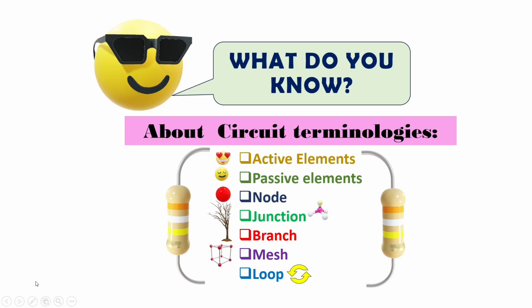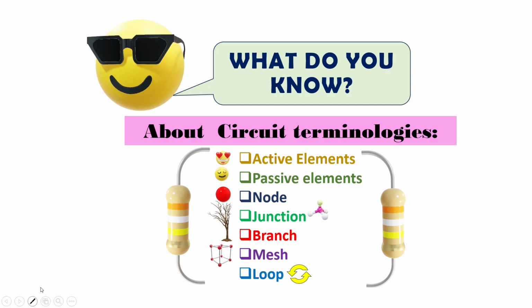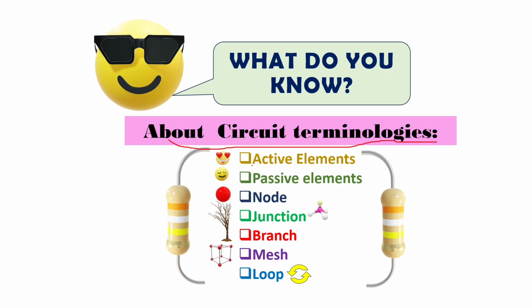Do you know what electrical circuit terminologies are? Like active elements, passive elements, node, junction, branch, mesh, and loop. If you want to get good knowledge about it, watch the full video. Let me explain it.